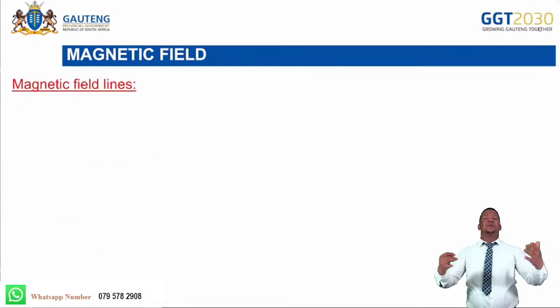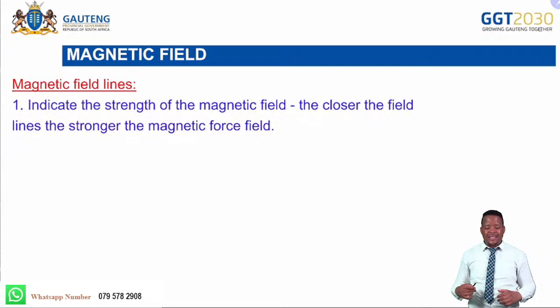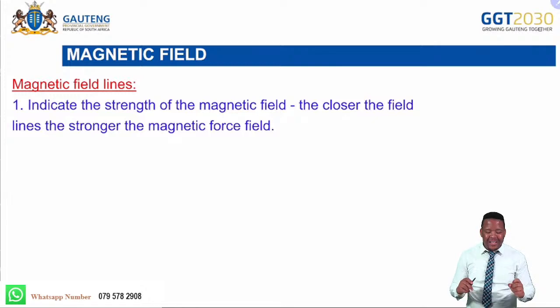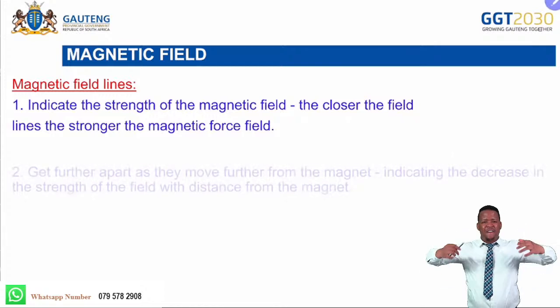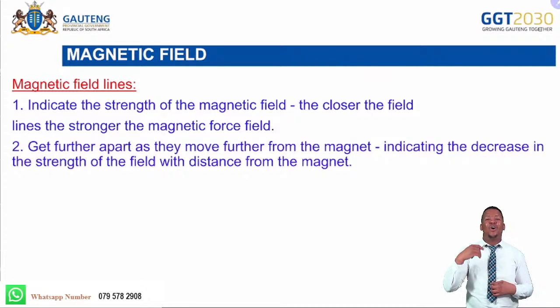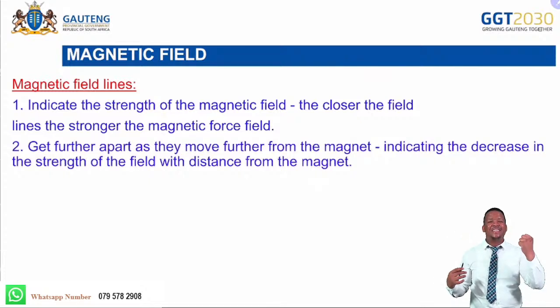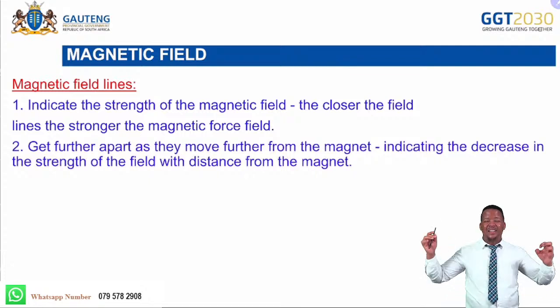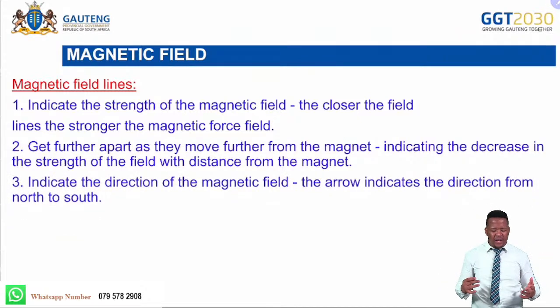Magnetic field, we talk about the magnetic field lines. They indicate the strength of the magnetic field. The closer the field lines, the stronger the magnetic force, right? So the closer the field lines, the stronger the magnetic field. The lines get further apart as they move from the magnet, which shows the decrease in the strength of the field with distance from the magnet. So whenever there's distance, now they become weak, not strong enough.